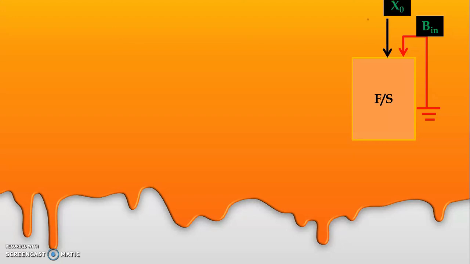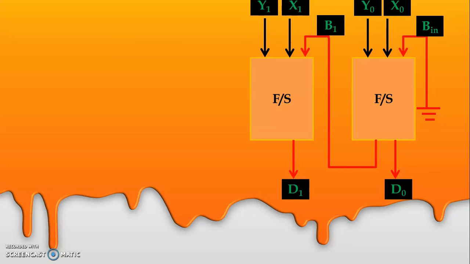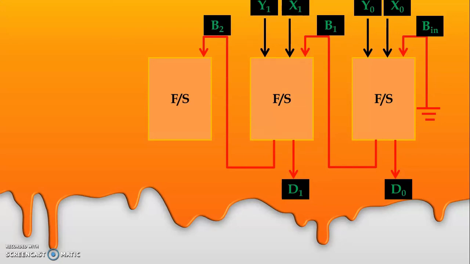We have a pair of inputs, that is x0 and y0, and we have a difference, that is d0. We have a second full subtractor. We pass the borrow, that is b1. We have another pair of inputs, that is x1 and y1, and we have a difference d1. We have the third full subtractor. We pass or cascade the borrow, that is b2. We have the next pair of inputs, that is x2 and y2.